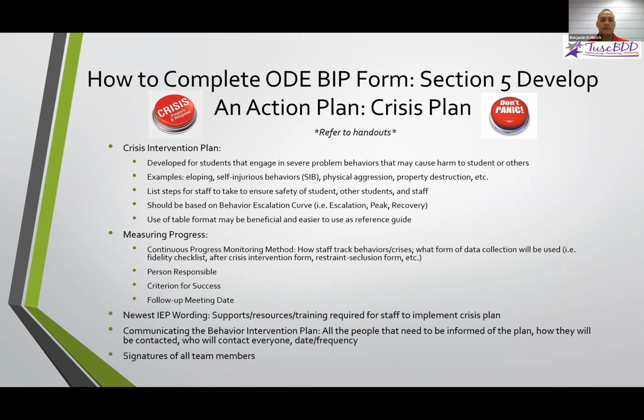Unfortunately, then that has to be filled out. Every school is a little bit different in some of these forms. But I would look at your school policy to see what forms you would have to complete after a crisis has occurred. You want to also know the person that is responsible for completing these forms, the criterion for success.